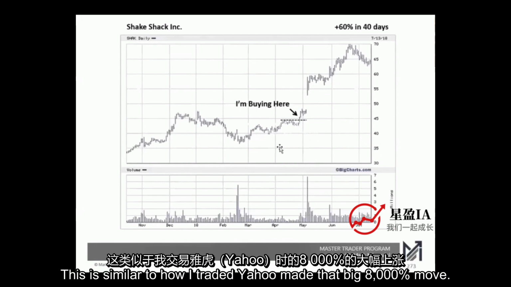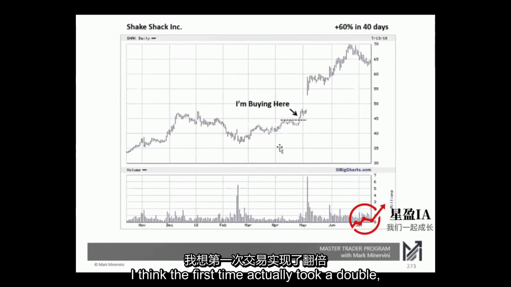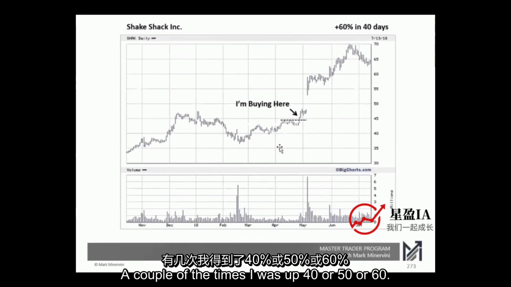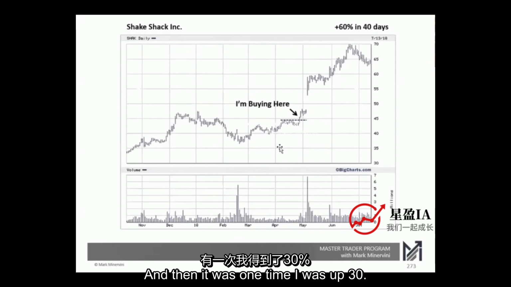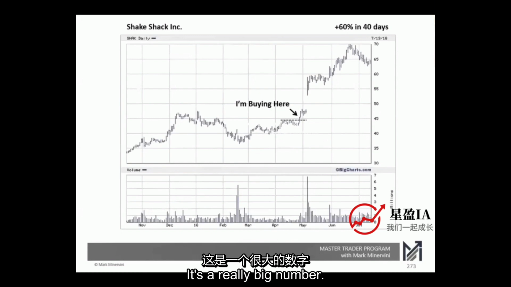This is similar to how I traded Yahoo. It made that big 8,000% move. But I'd buy it breaking out of a base. It would run up. I think the first time I actually took a double. One of the times I was up 100%. And then a couple other times I was up 40 or 50 or 60. And then there was one time I was up 30. And you compound all those moves. It's a really big number.